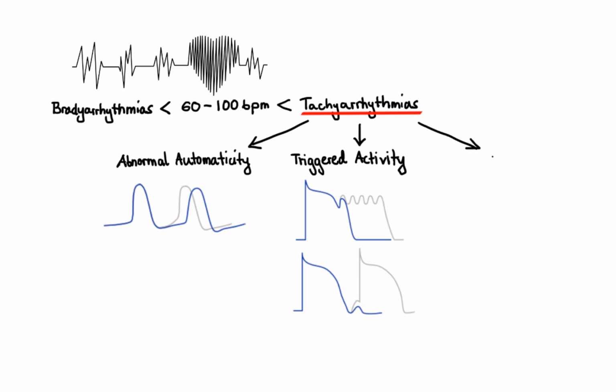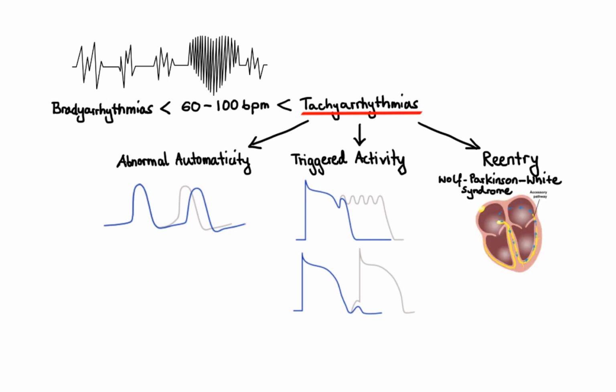Now, the third mechanism of tachyarrhythmias is called re-entry. An example of this is Wolff-Parkinson-White syndrome, in which an extra or so-called accessory pathway exists between the upper and lower chambers of the heart.